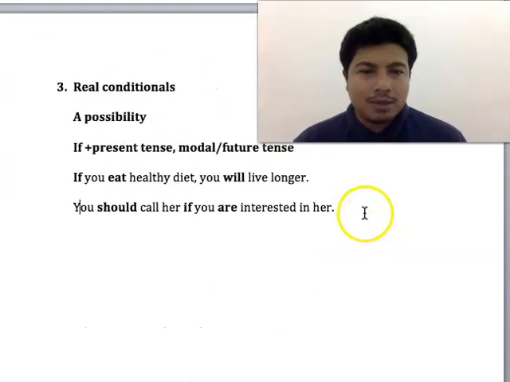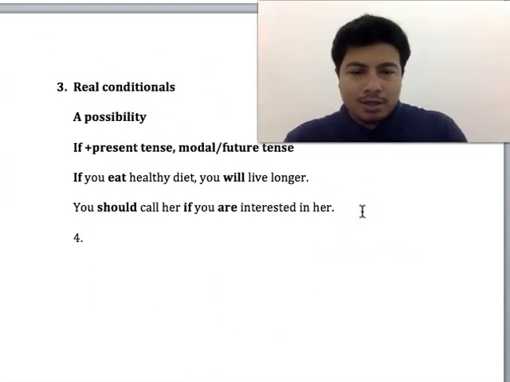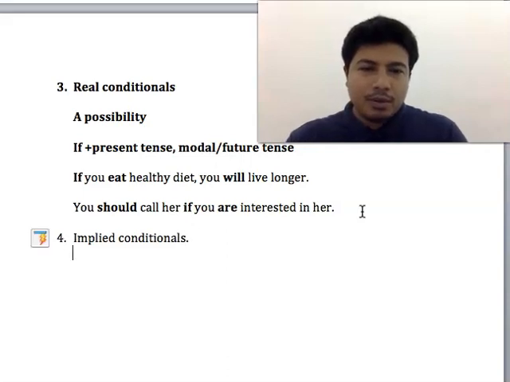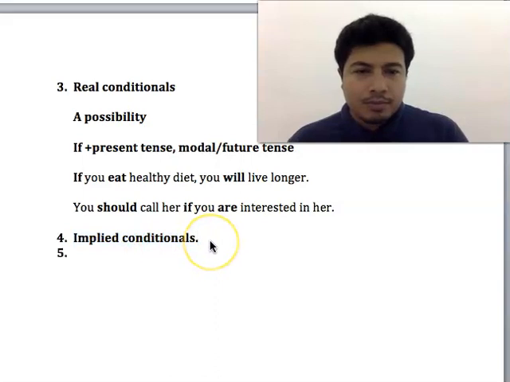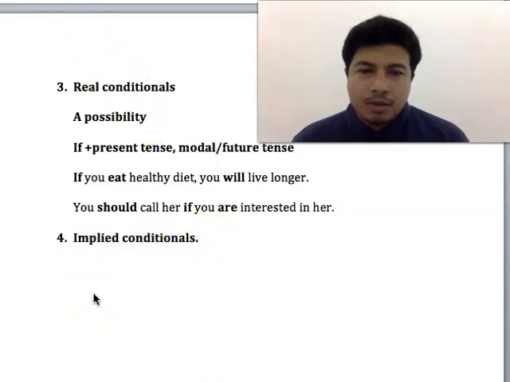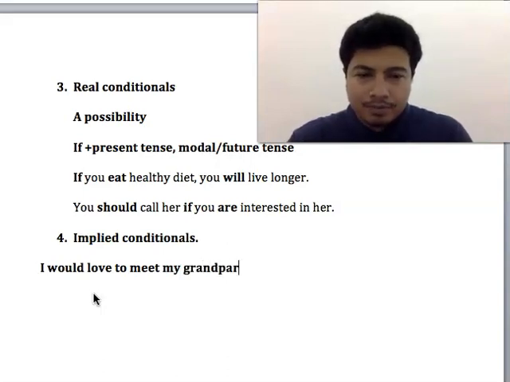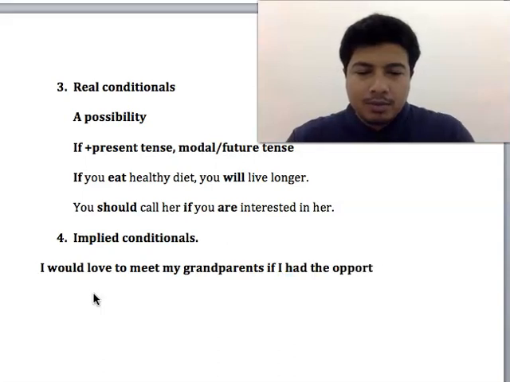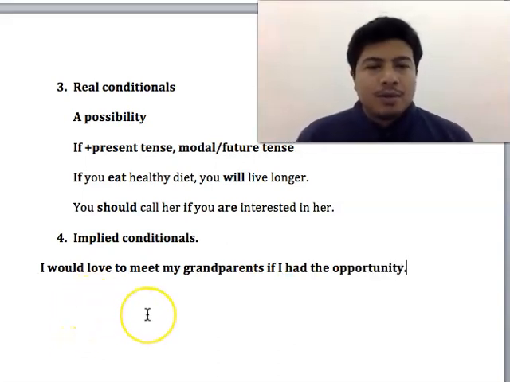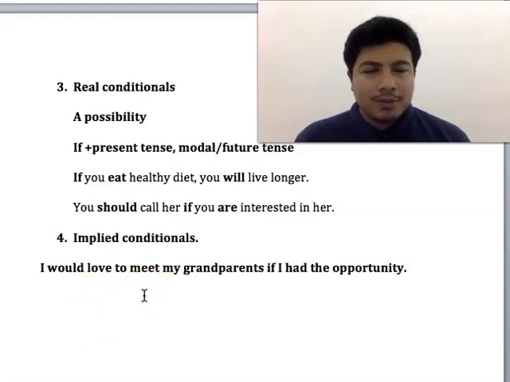So what are implied conditionals? Number 4 here is implied conditionals. For example, when you say, I would love to meet my grandparents if I had the opportunity. So this is the condition: if I had the opportunity. In implied conditionals, sometimes we don't use the if clause.